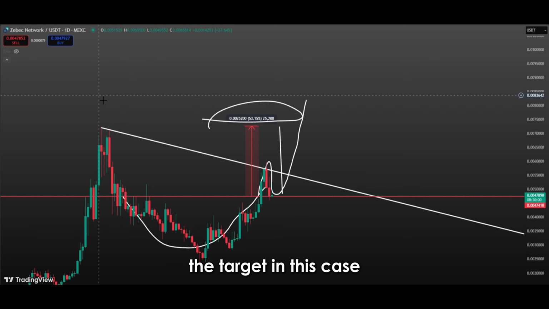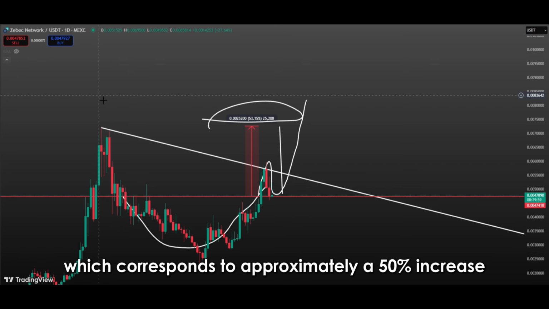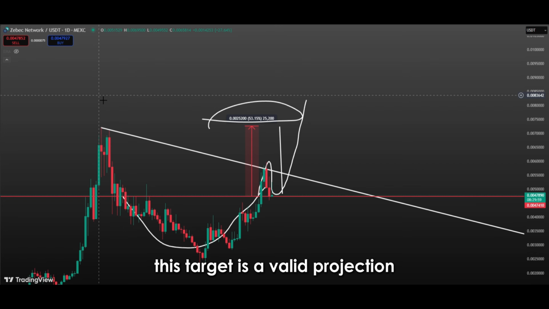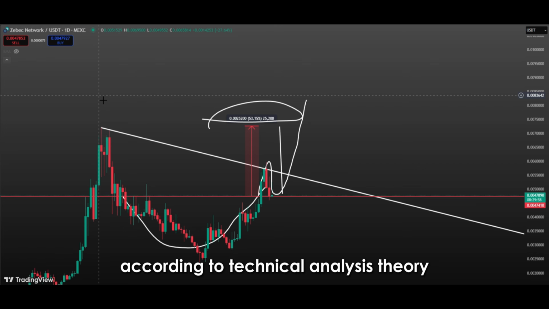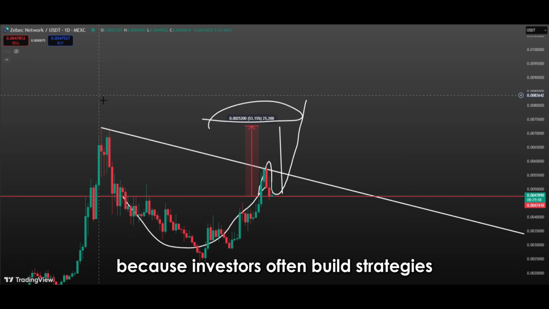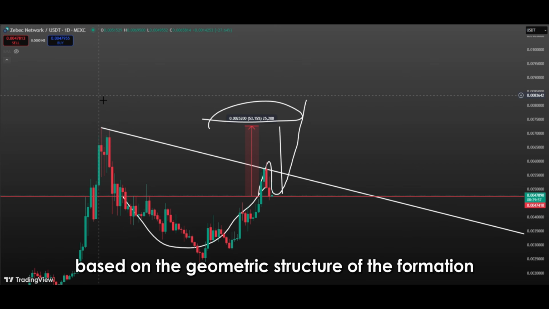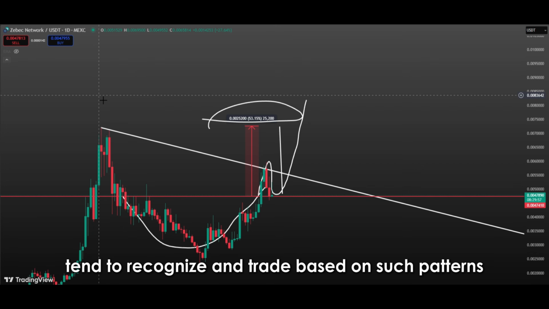The target in this case is an upward price movement equal to the depth of the cup, which corresponds to approximately a 50% increase. This target is a valid projection according to technical analysis theory, because investors often build strategies based on the geometric structure of the formation, and algorithms tend to recognize and trade based on such patterns.